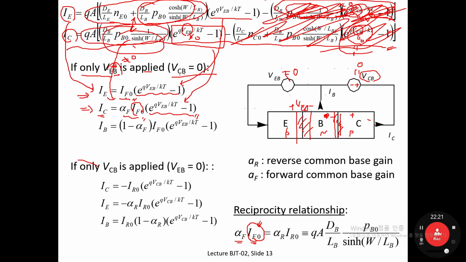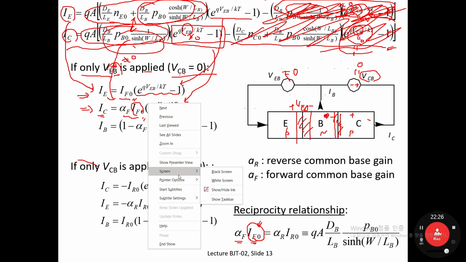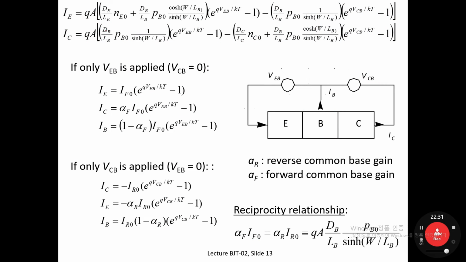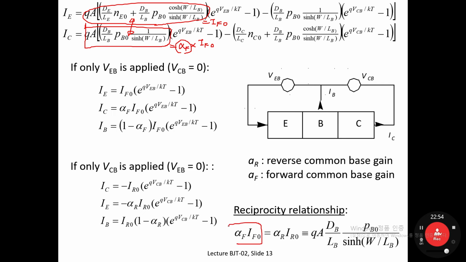Okay, so let me erase. This whole value is defined as alpha f times IF naught, and this whole value is defined as IF naught. Then from this and that, you can guess the alpha f as well. But alpha f times IF naught, there we go, is defined as what? Yes, here, there we go.